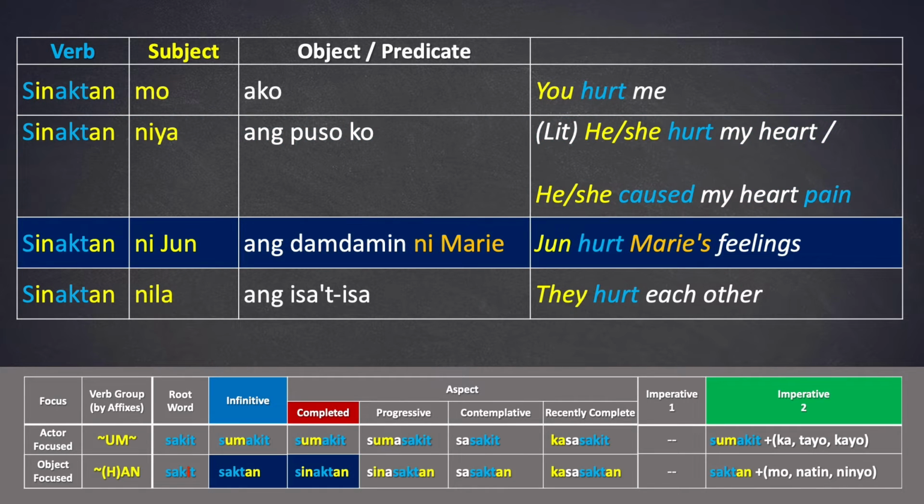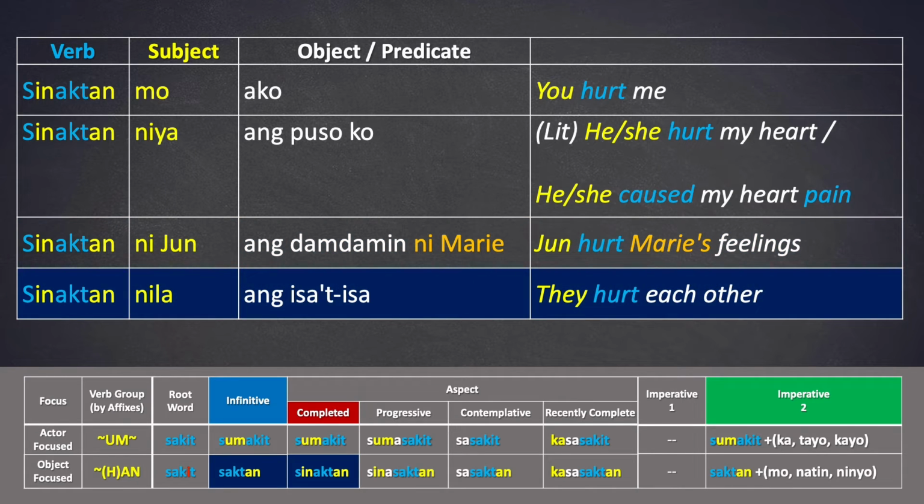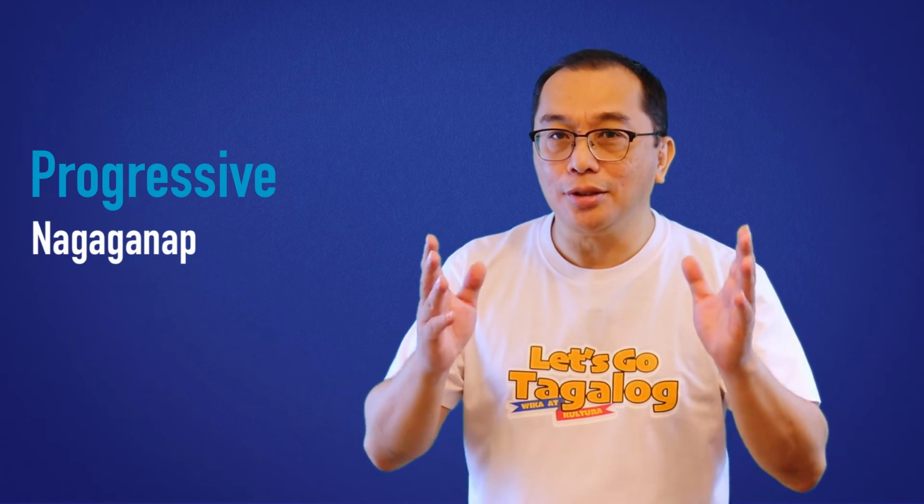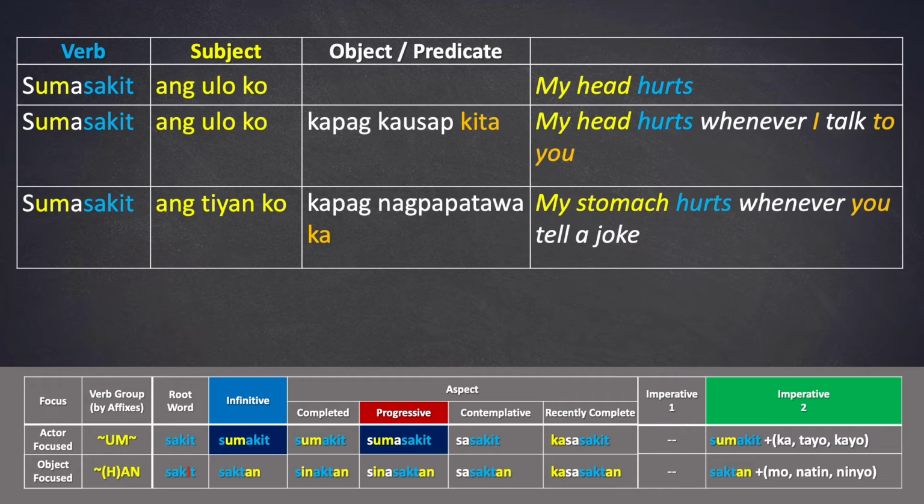Sinaktan ni June ang damdamin ni Marie. June hurt Marie's feelings. Sinaktan nila ang isa't isa. They hurt each other. Now, let's move on to the progressive aspect or nagaganap. This is when the action is currently happening. Let's do it. The progressive form of sumakit is sumasakit.